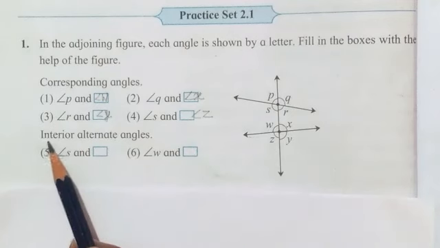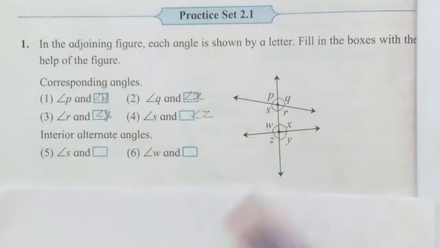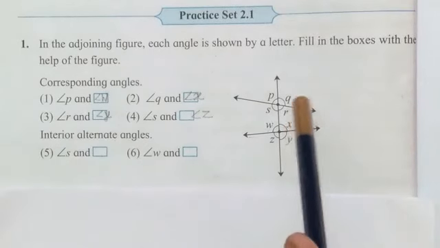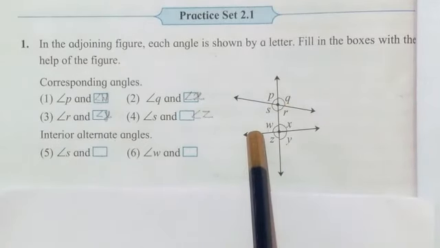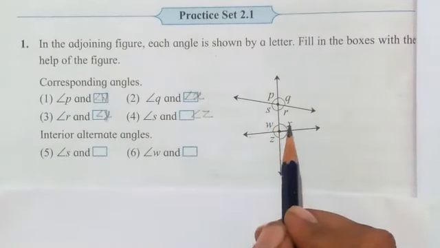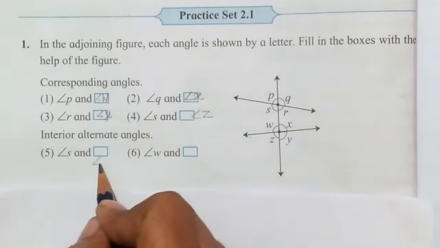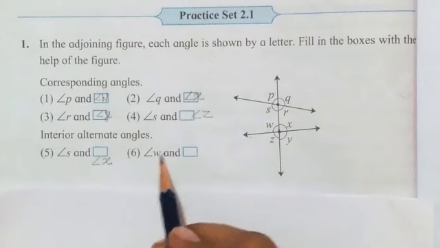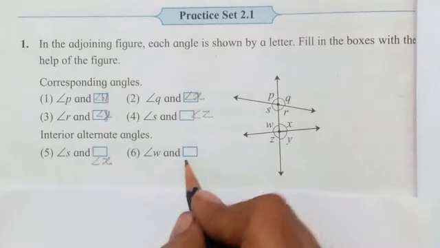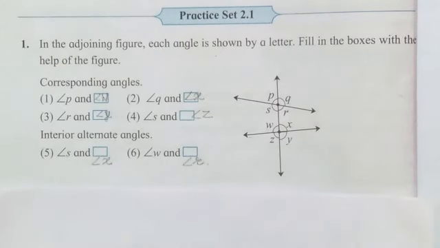Now the second question is there, that is interior alternate angle. So interior alternate angle, it means this S is going to match with X and R is going to match with the W. So just solve it here. Angle S is going to match with angle X. So we will write here angle X, and angle W, this one is the W, is going to match with angle R. So we will write here angle R. Like that way you have to take the screenshot and complete question number 1 in your notebook.